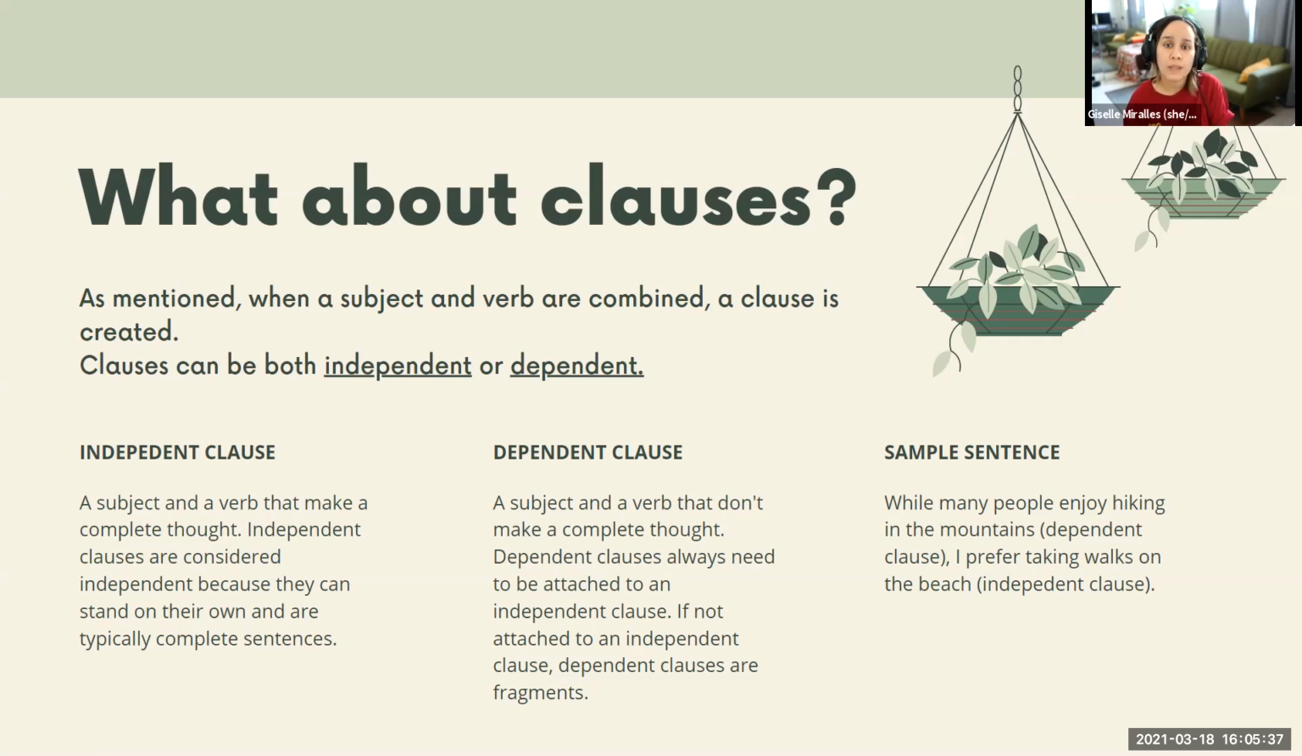One sample sentence: while many people enjoy hiking in the mountains, that's a dependent clause, I prefer taking walks on the beach. That's an independent clause. So the first half of this sentence is a dependent clause because it's not a complete sentence on its own. It would read, while many people enjoy hiking in the mountains. That is not a complete sentence because it's not a complete thought.